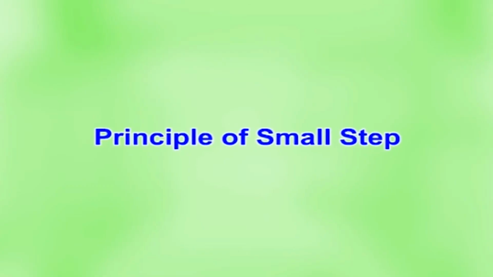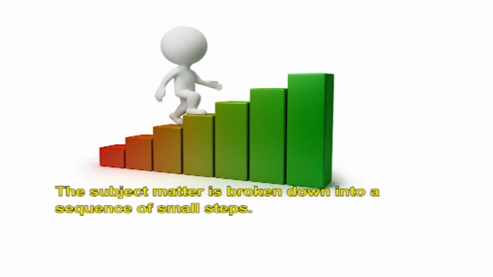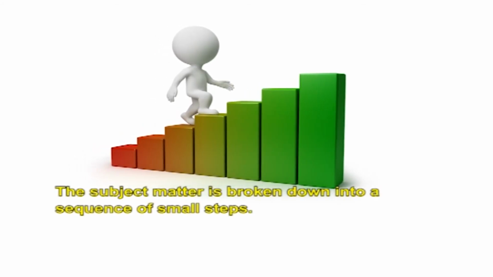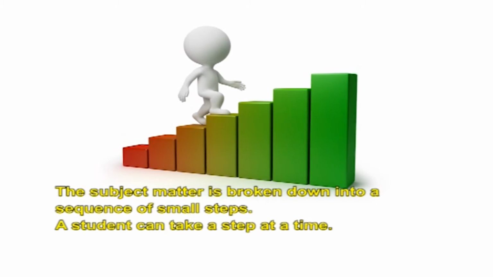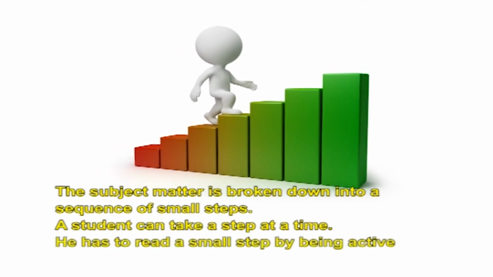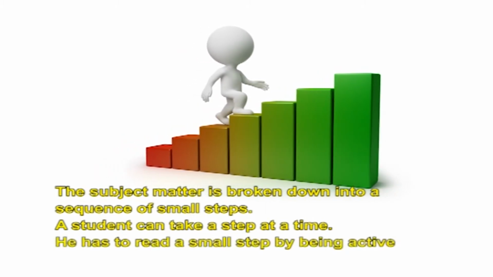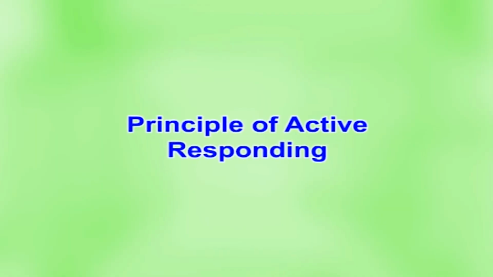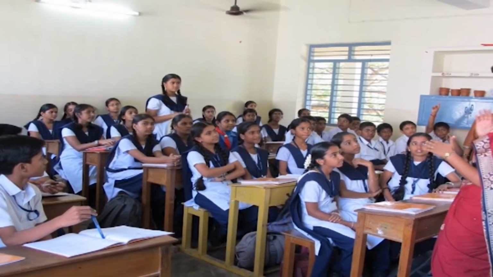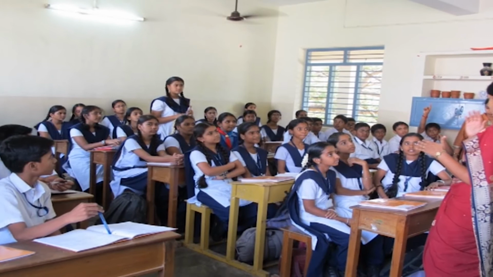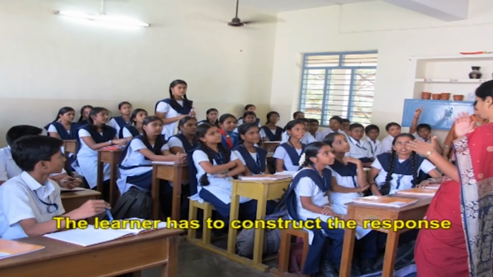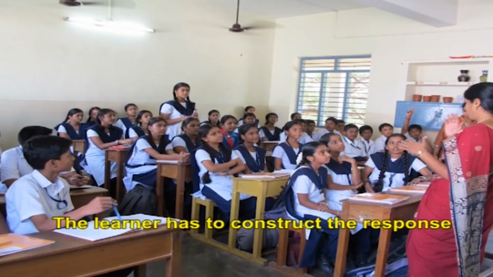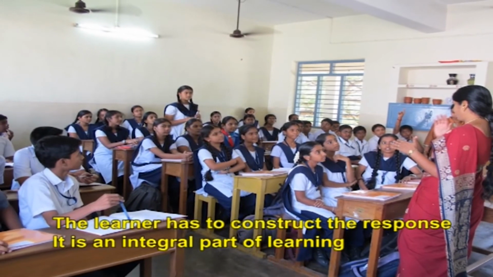Principle of small step. The subject matter is broken down into a sequence of small steps. A student can take a step at a time. He has to read the small step by being active. Principle of active responding. The students learn that they should actively respond as they learn. The learner has to construct the response. It is an integral part of learning.